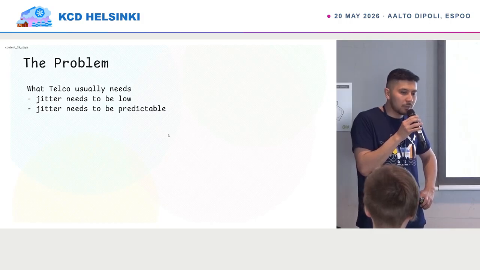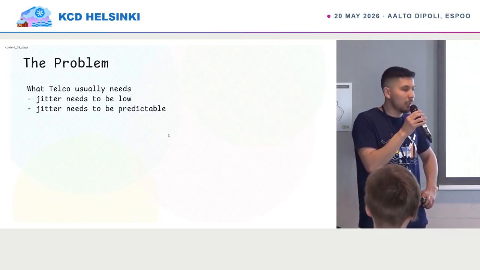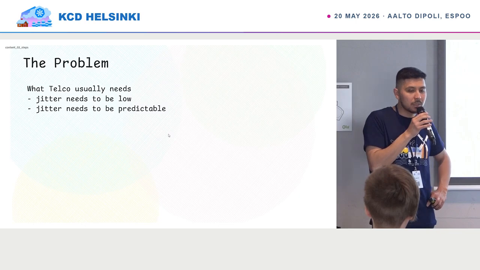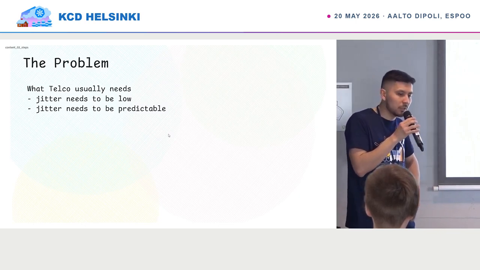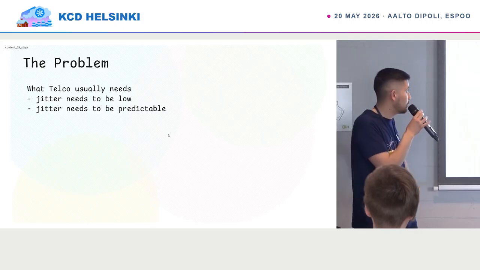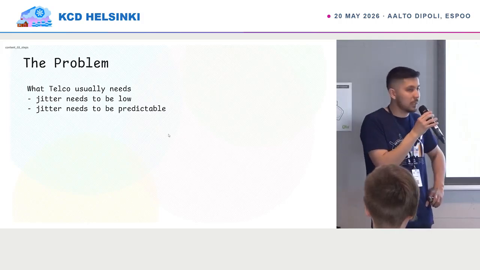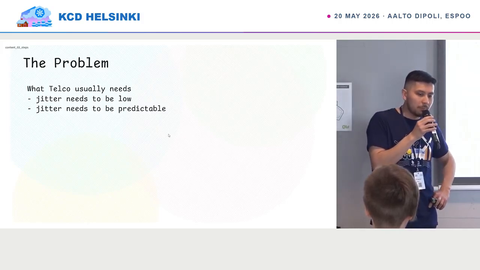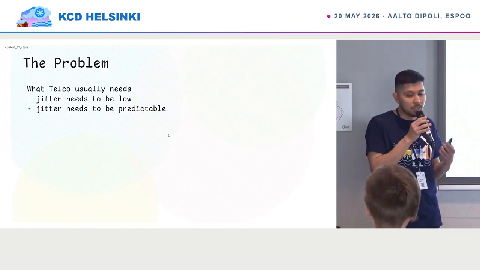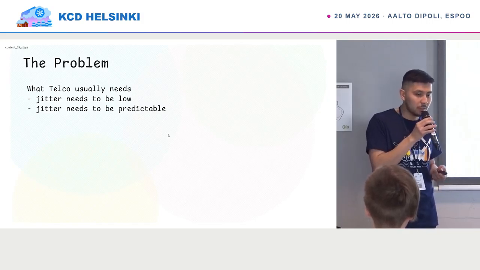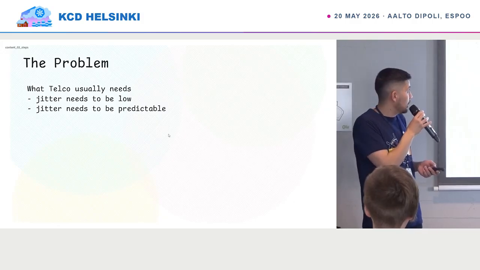So what we want is, when we're running the workload or the applications as CNFs, as they are called in the telco, we want the jitter to be predictable in the first place, and we want it to be as low as possible, right? Of course, it's not always easy to achieve, but there are some ways to achieve it, and this is how we're going to start our slides today.